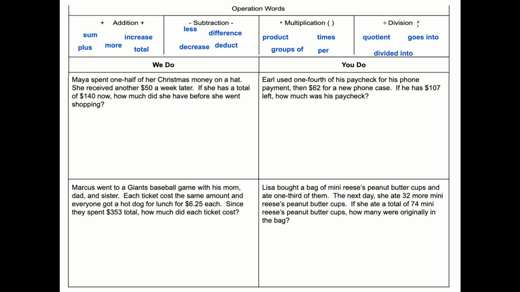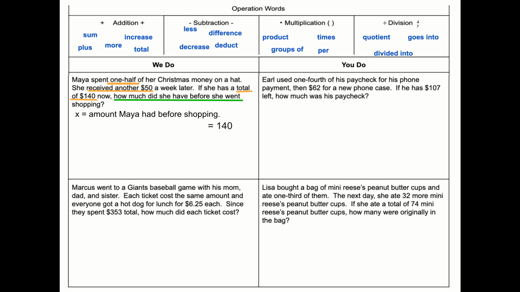Moving on to the second example. Maya spent half of her Christmas money on a hat. She received another $50 a week later. If she has a total of $140 now, how much did she have before she went shopping? Let's underline the important information. She spent 1/2 of her Christmas money. Okay, let's underline 1/2. She received another $50. She has a total of $140. And in green, our important question is how much did she have before she went shopping? That's our variable. I'll use X for Xmas.